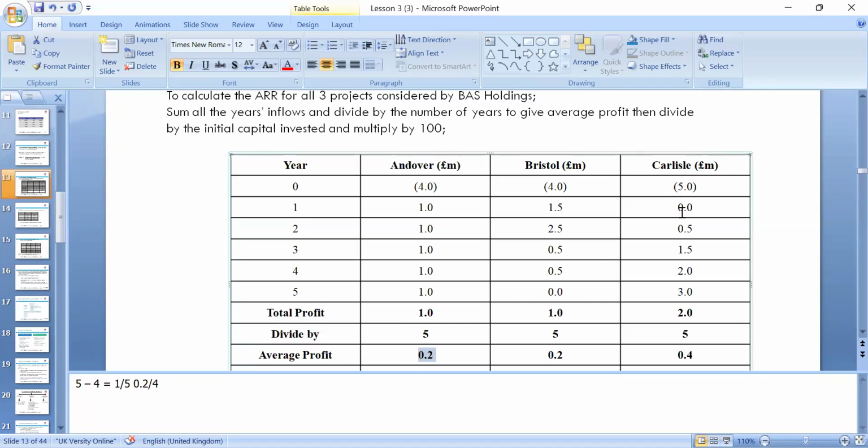Okay, if we look at project C, in year one you're not getting anything. Year two you're getting 0.5, then 1.5, 2 million, 3 million, and the total profit is 2 million, because 7 million minus 5 million is 2 million. So you're getting a profit of 2 million over 5 years, divided by 5, so each year you're getting 0.4 million profit. If I compare A and B, I'll go for project C, it's better than A and B. But the problem with C is, if you don't have 5 million, what will you do then?